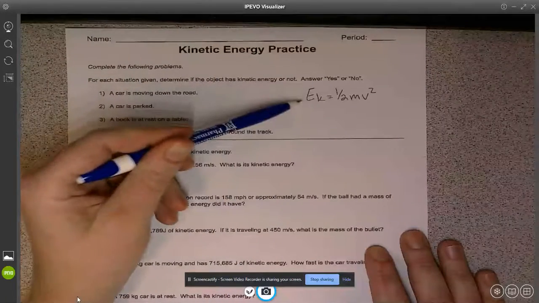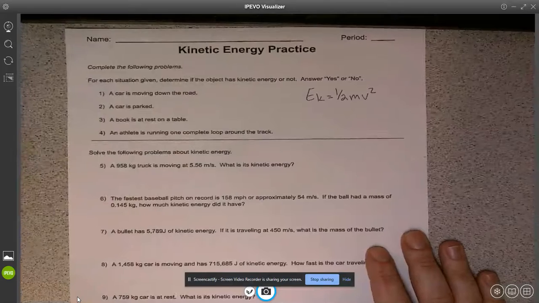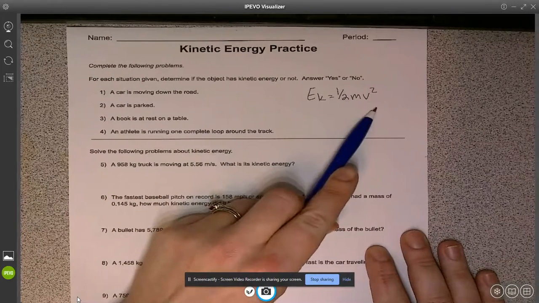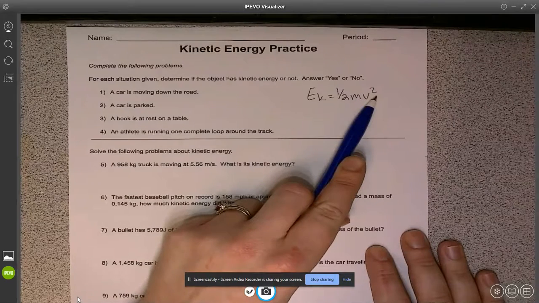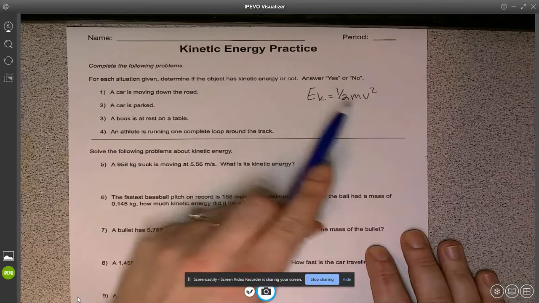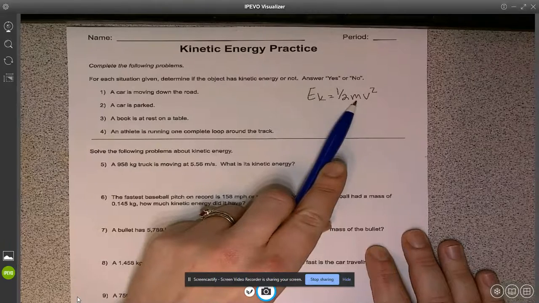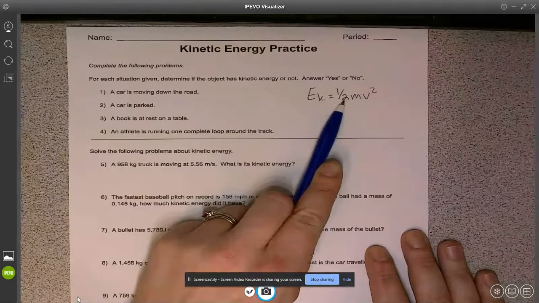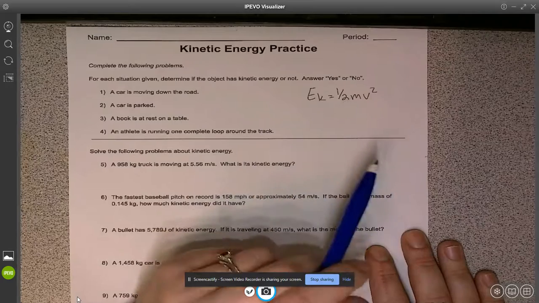So this is something that should be in your notebooks and in your brains. Remember that velocity is meters over seconds, or distance over time. That's going to be squared. Very important. Don't forget that. And then we have our mass, so grams, kilograms, all that, multiplied by a half, or 0.5 if you're going to put it in your calculator.